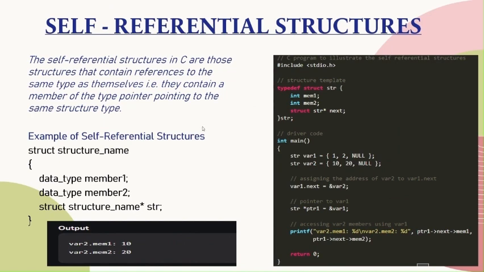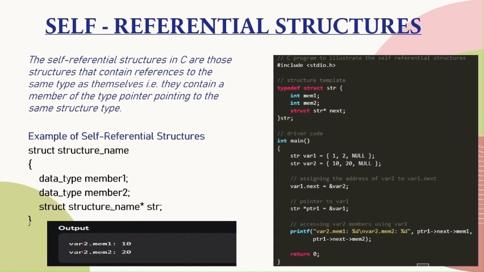Self-referential structure. What is a self-referential structure? Inside the structure, one of the members will be a pointer which will be pointing to itself. Self-referential structures in C are those structures that contain references to the same type as themselves, that is, they contain a member of the type pointer pointing to the same structure type.